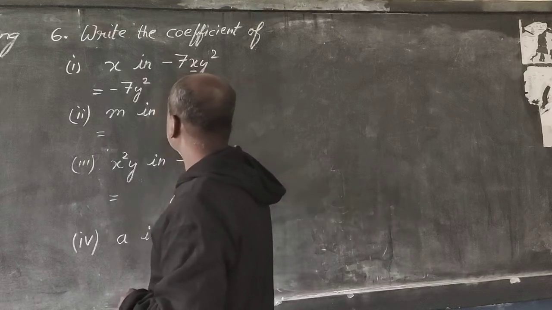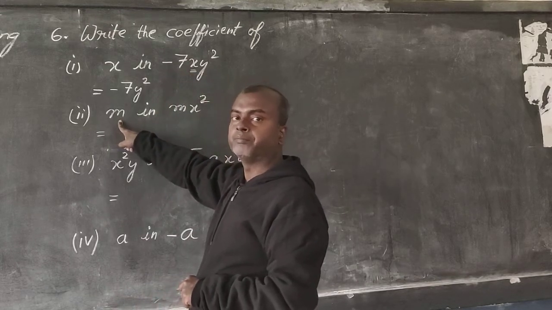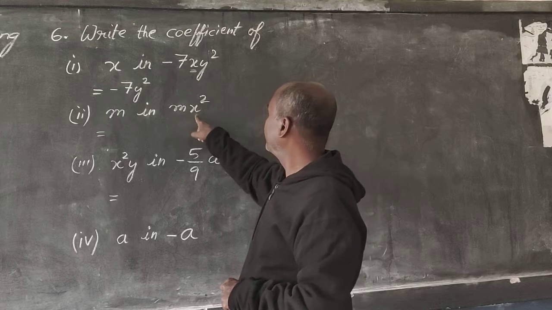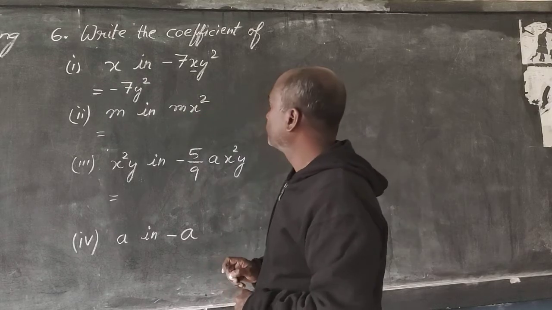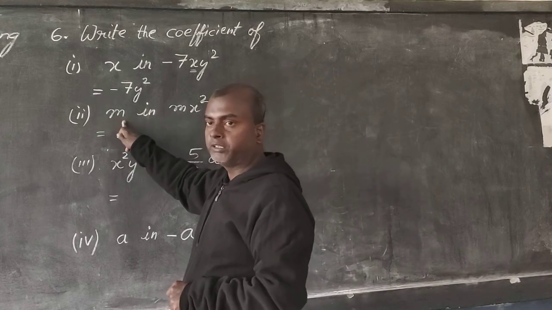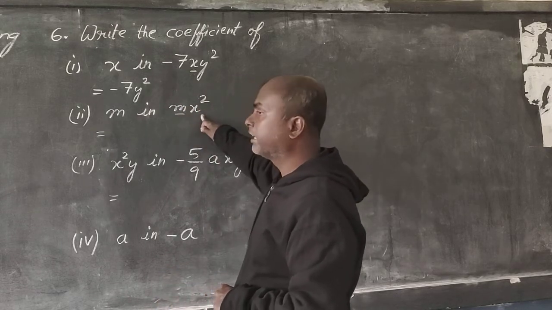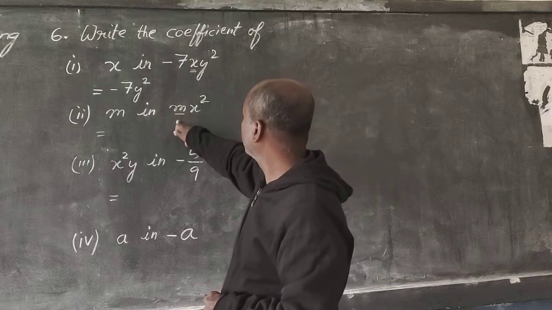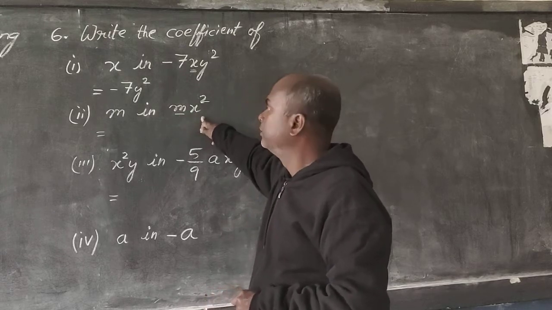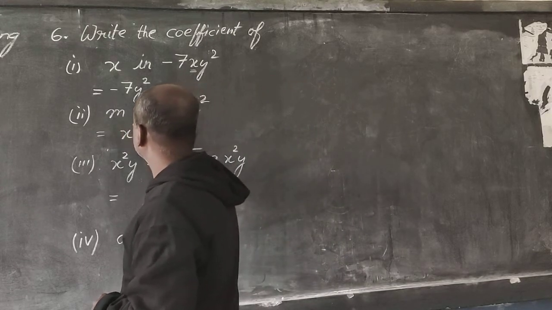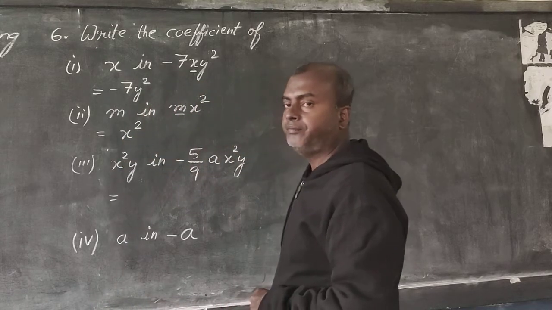Next, in this one they want coefficient of m, okay, in mx square. So what we need to do? They want coefficient of m, so we have to leave out m, and the other terms that are there, that we need to write. So here, apart from m, we only have x square. So coefficient of m in this case is x square.